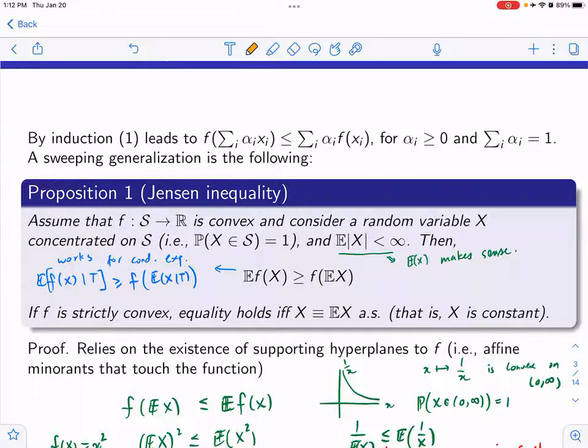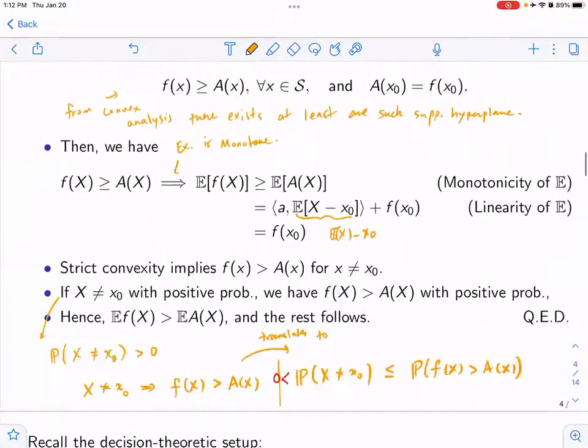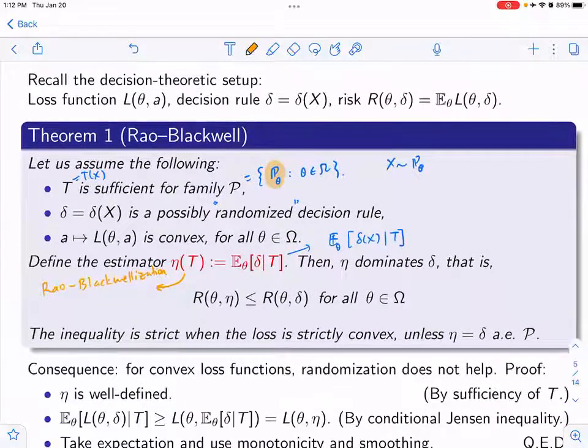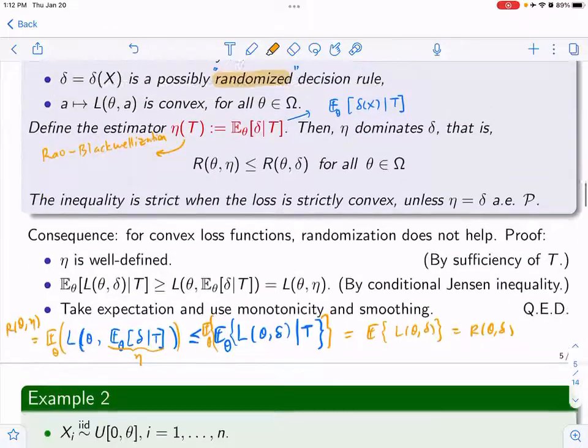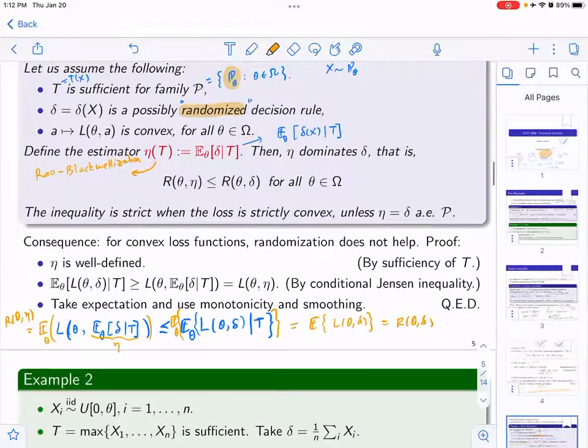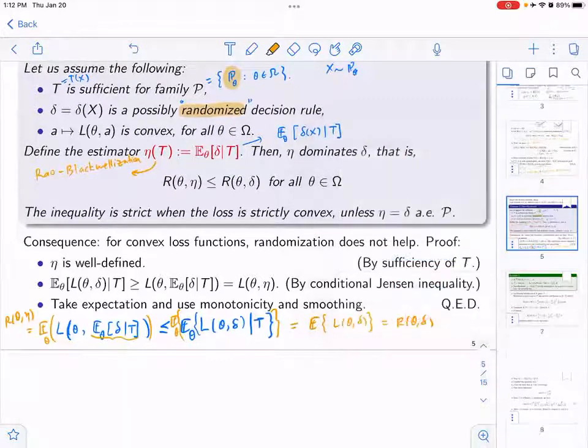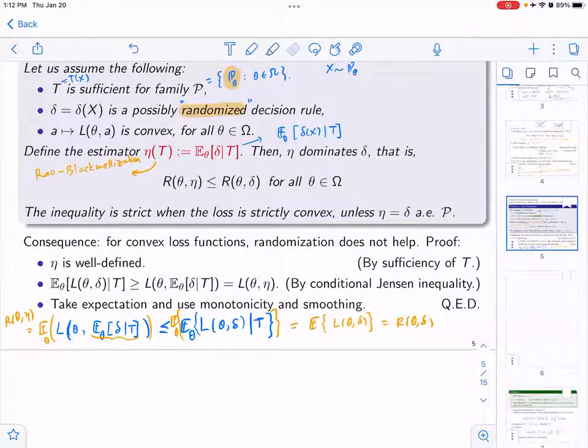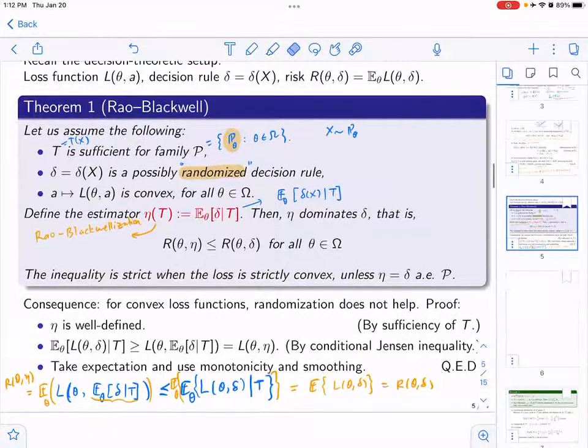So I mentioned randomized estimators. Does anyone know what I mean here? So the estimators we have seen so far are non-randomized. So they're deterministic functions of x. So what do we mean by randomized? Sometimes randomization is helpful. This result is saying it's not helpful. So by randomization, we can extend the class of decision rules.